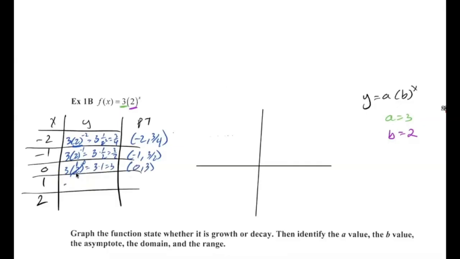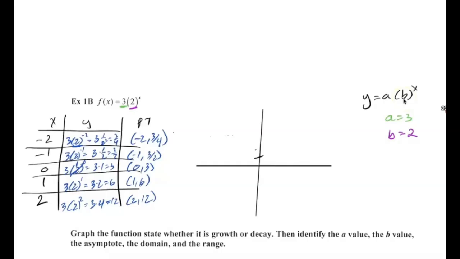So 0, 3. 3 times 2 to the first. That's 3 times 2, which is 6. 1, 6. And then 3 times 2 squared. That's 3 times 4. I get 12. You get 2 and 12. And look at all the y values. 3 times 2 is 6. 6 times 2 is 12. They're doubling every single time because that's what our growth rate is, 2.